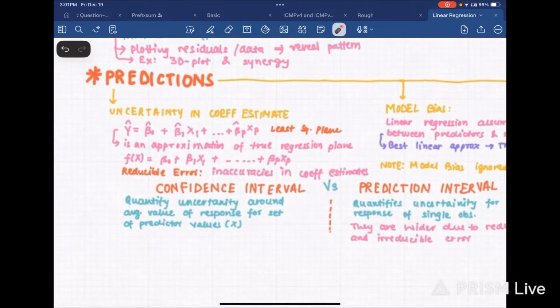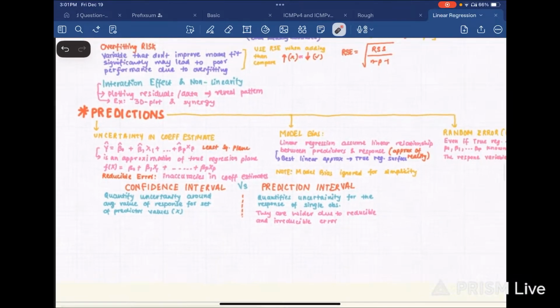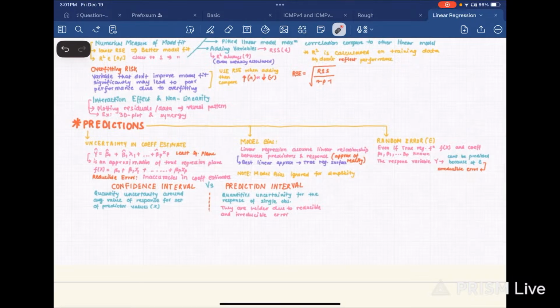So the next part is prediction. Prediction is done on three bases. First is uncertainty in the coefficient estimate. The second is model bias, and the third is random error, which is the sigma we have been talking about for a long while.